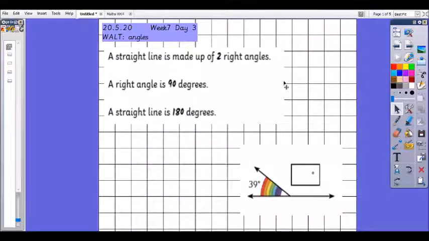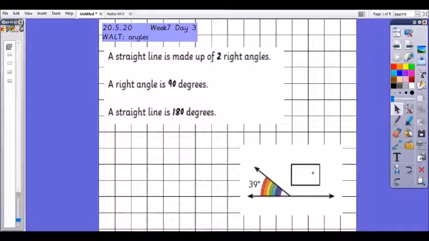Today we are looking at the Maths Home Learning Pack, and the lesson we're focusing on is week 7 day 3, which is based on angles. Before we get into the lesson, there's just a couple of things we need to remember. A straight line is made up of two right angles. A right angle is 90 degrees and a straight line is 180 degrees, which is also the angles in a triangle.